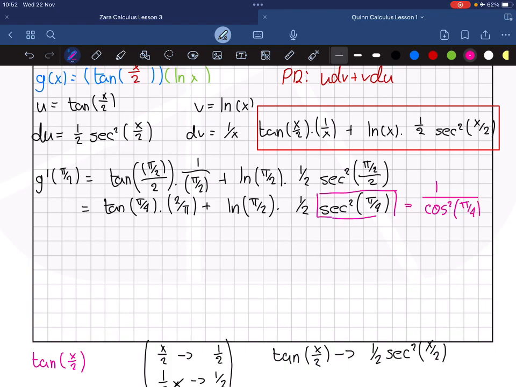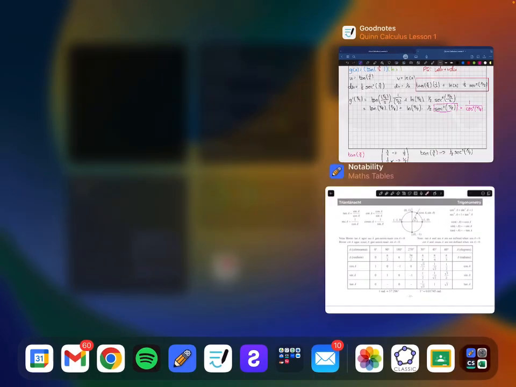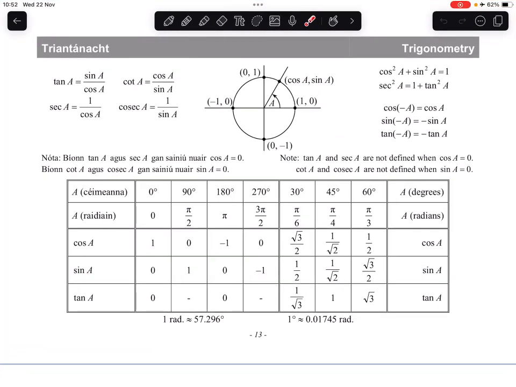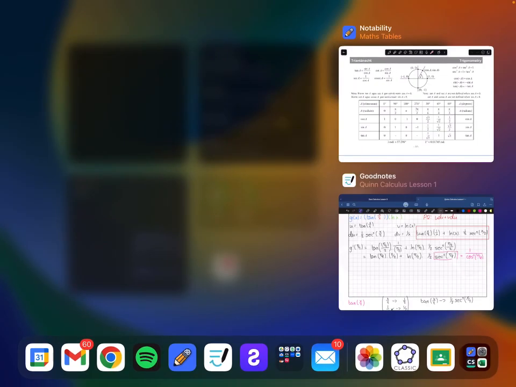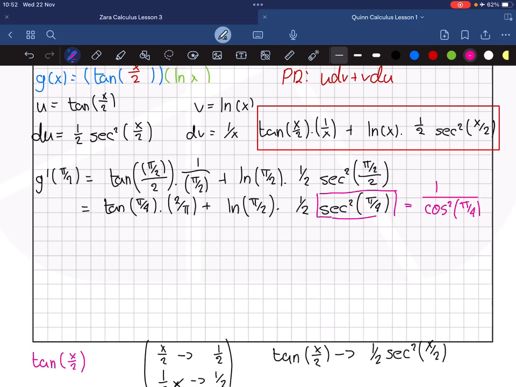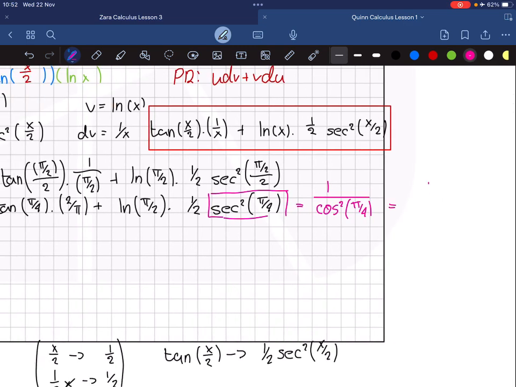So what is the cosine of pi over 4? Because whatever that is, we can just square it. Go back here, cosine pi over 4 is here, so the cosine of pi over 4 is 1 over root 2. So it's going to be 1 over root 2 squared. So this is equal to 1 over the square root of 2, sorry, the whole thing squared, which is equal to 1 over 2.